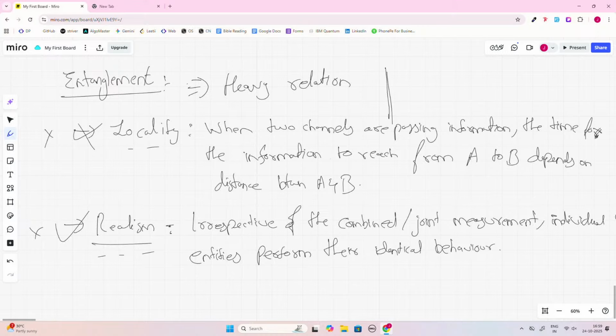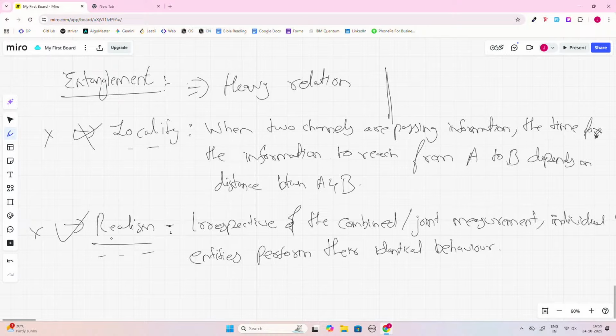Even though he's in Andromeda, or in some random place hundreds of thousands of light years away from me, if I say hi at this point of time, he'll get the information right now itself. He doesn't need to wait that many light years' worth of time to get the information. So thereby it breaks the locality.